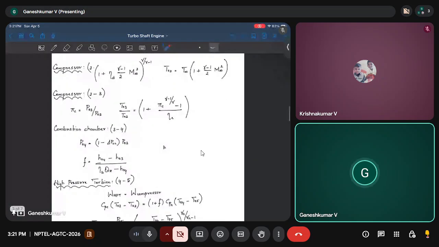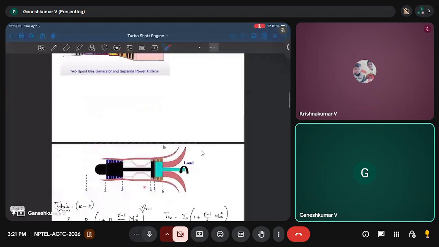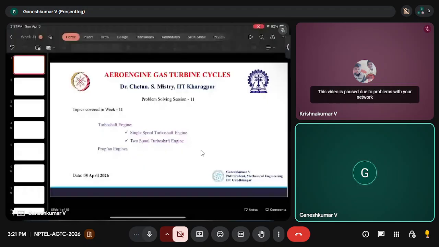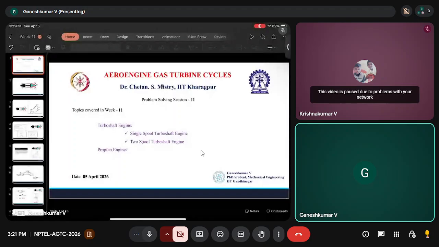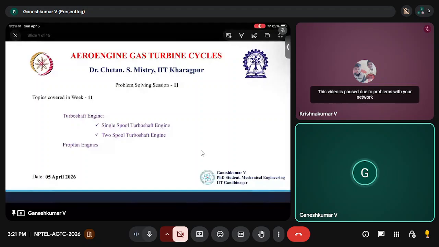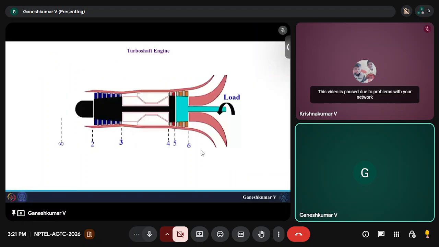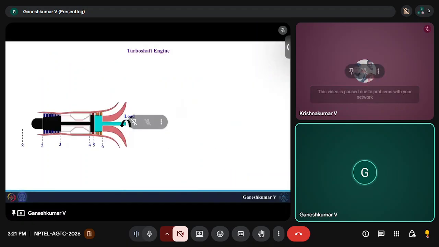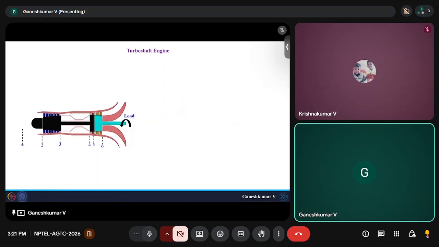So what I'm going to do is solve one problem on a turboshaft engine. Okay. All right. So this is your single spool turboshaft engine, which we are going to solve today. And the TS diagram would look something like this.